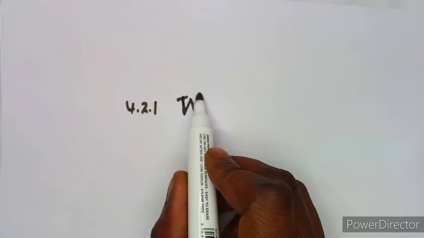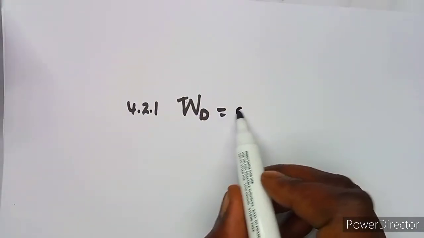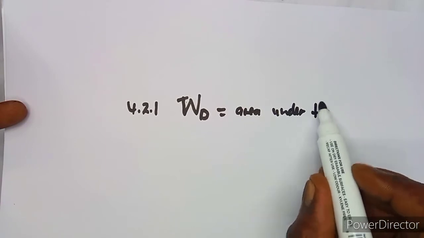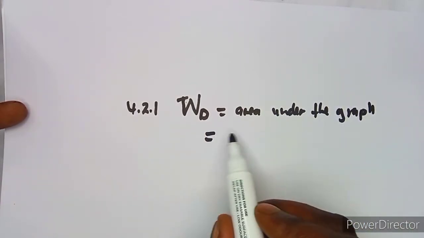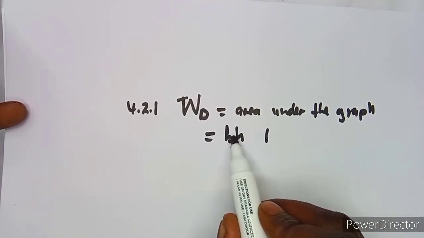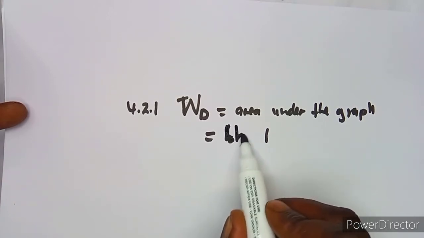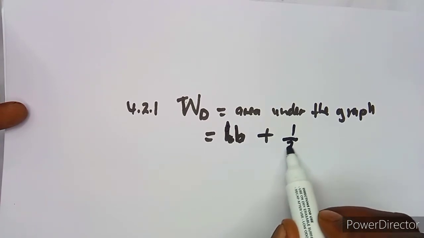You can just write WD, like total work done is equivalent to the area under the graph. All right, so this one is equivalent to area under the graph. So which area are we talking about? We've got area of a rectangle, which is length times the breadth, sorry for that. And we've got half BH for the triangle.